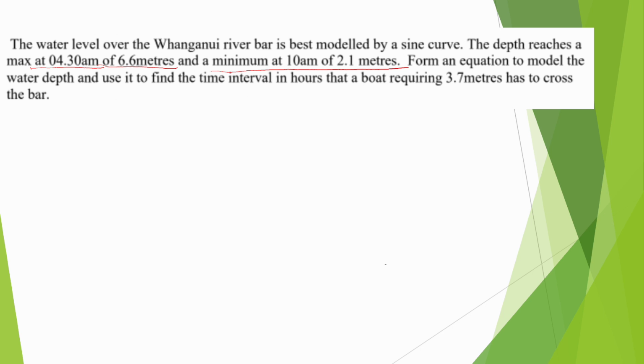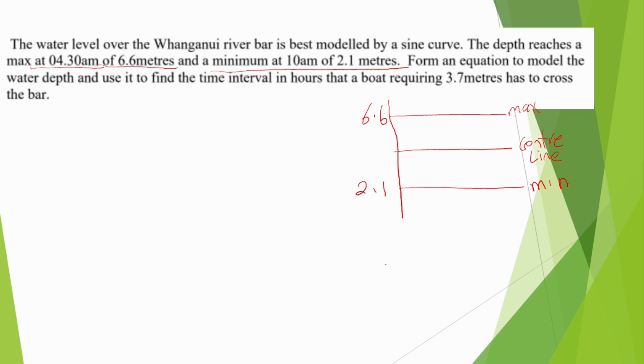So we're going to create our working station. Remember, max, center line, and min. So that's the maximum, that's the center line, and that's the minimum. Now the maximum value is 6.6 and the minimum is 2.1.